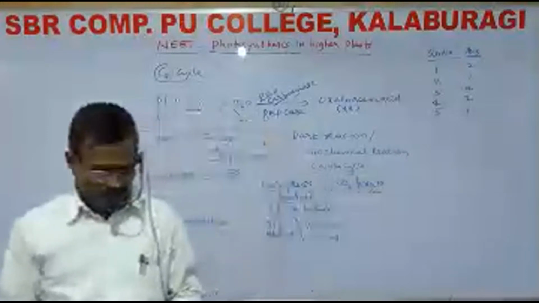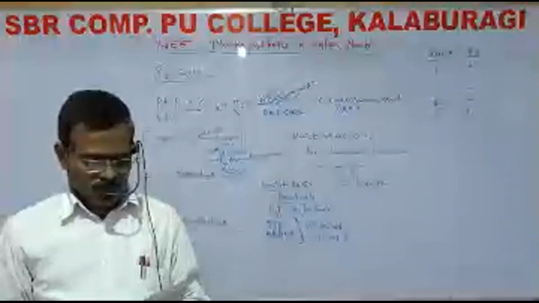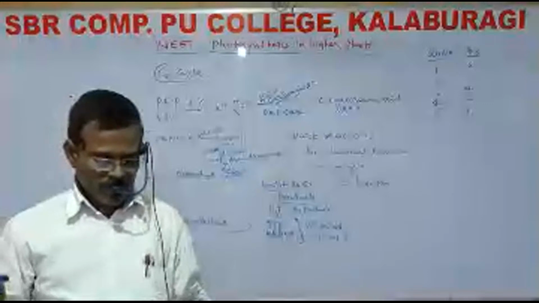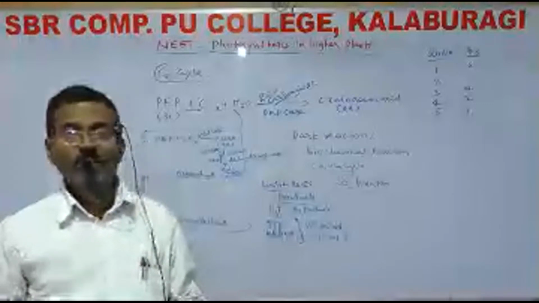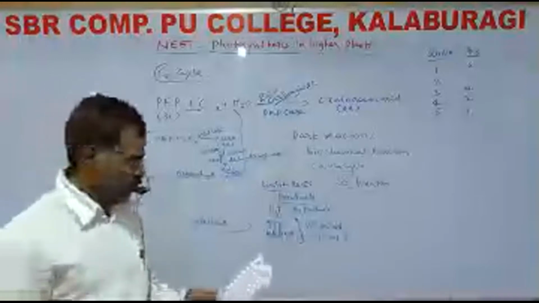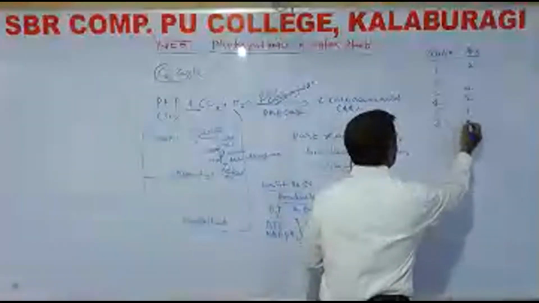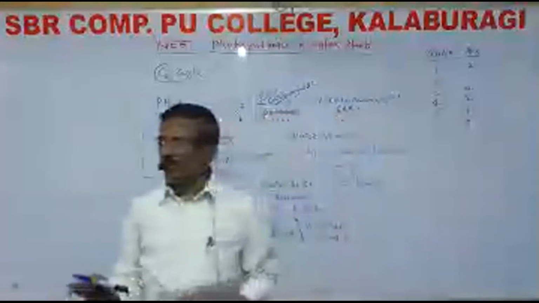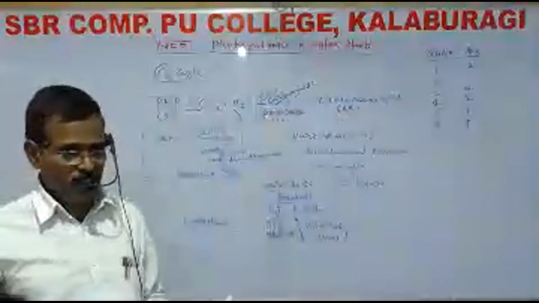So here, the biosynthetic phase of photosynthesis is dependent on NADPH2 and ATP. So it is the first option. So 6, 1. NADH2 is not used. NADH2 comes in the respiration process, not in photosynthesis.